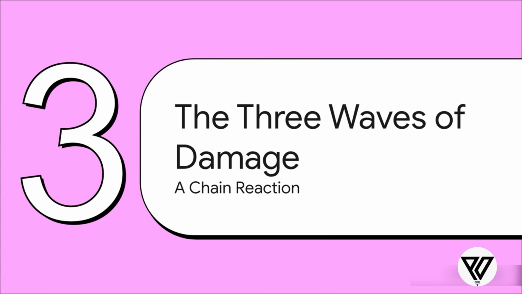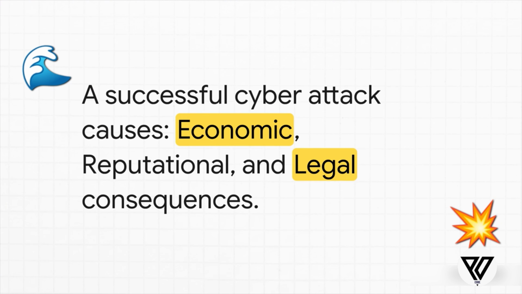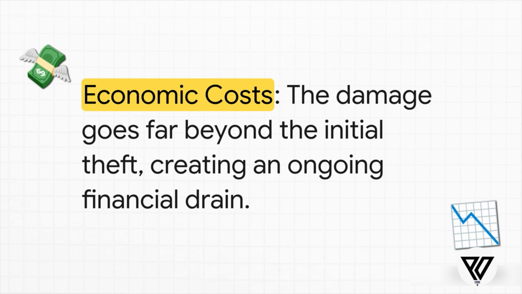So that initial loss of money and data, that's just the start. It triggers a chain reaction, what we can think of as three distinct waves of damage. These are the three big ones that can absolutely cripple an organization. It's not a single event, it's a cascade of problems. So let's break down each one. First up, the economic damage.